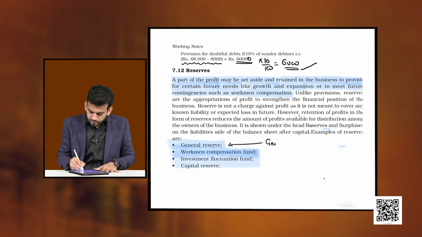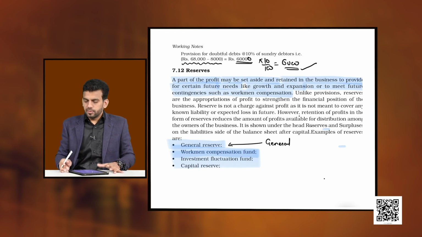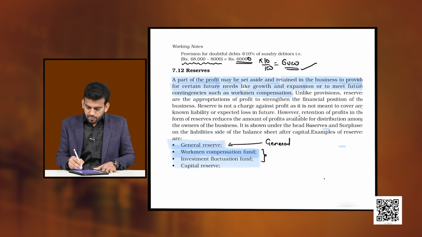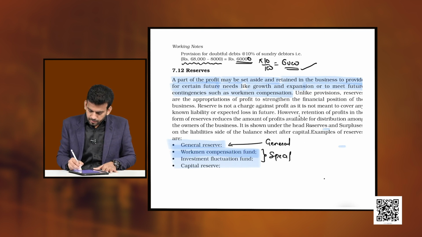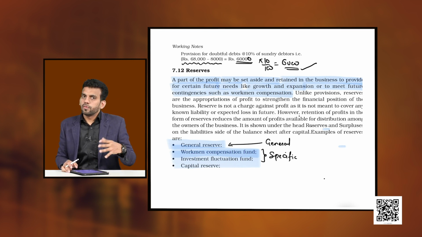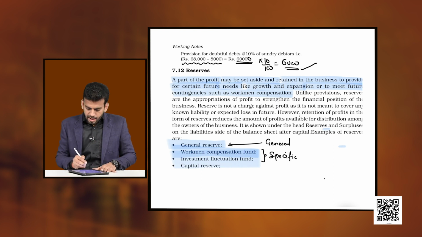And if I recall, the types of reserves, like general reserve, is general. It can be used for any purpose according to the managers. But reserves like workmen compensation fund and investment fluctuation fund are specific, so the money in these funds would be used just for workmen or just for fluctuation in the investment. And here we have capital reserve.